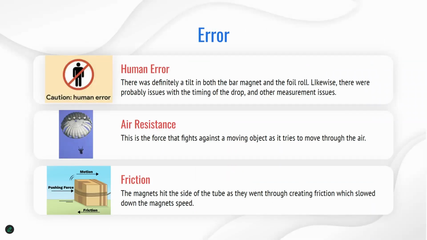Now, some error from this and why the 1.2 and 0.3 difference for computational and real world is human error, because there was definitely a tilt in both the bar magnet and the foil roll. Likewise, there are probably issues with the timing of the drop and other measurement issues. The next thing is air resistance, which is the force that fights against the moving object as it moves through the air. And then finally, there was friction because the magnet did not perfectly hold vertical. It kind of wobbled. So it hit the side of the tube as it went through, which created friction, which further slowed the magnet down as it fell.